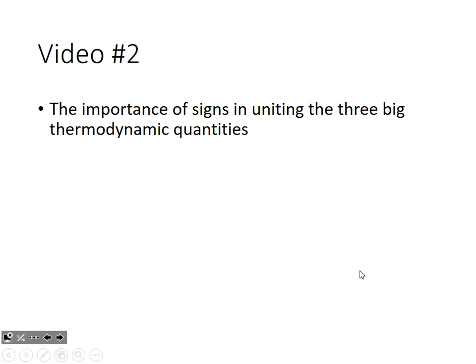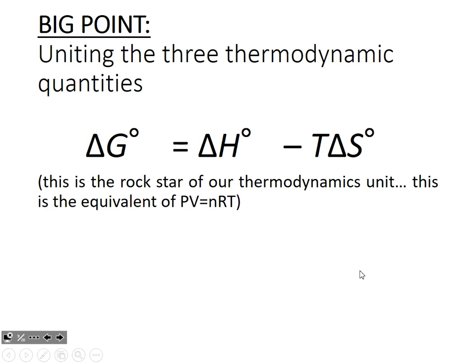This is video number 2 in our thermodynamics unit. In this video I'm going to be talking, now that we know what the three thermodynamic quantities are, we understand what their signs are saying, how the signs actually unite the big three together and how they can sort of be used in common. Now, the way that they are used together is through this equation. Delta G naught equals delta H naught minus T delta S naught.